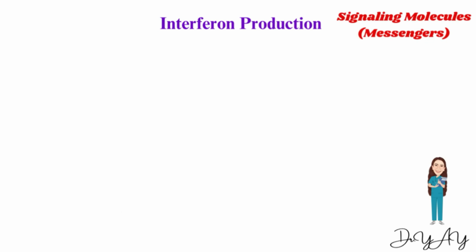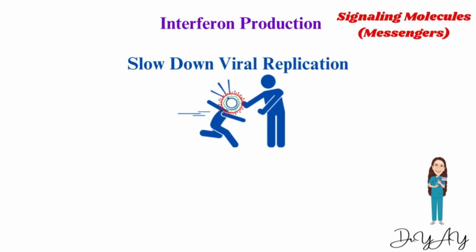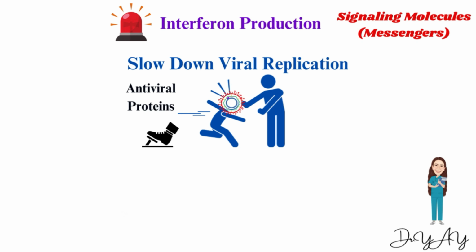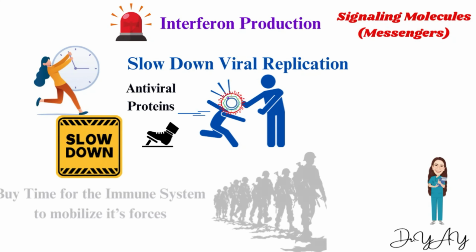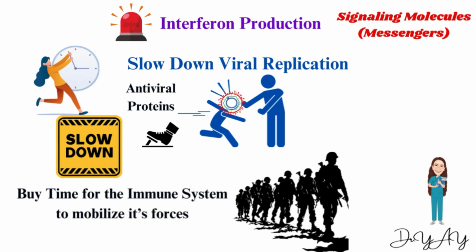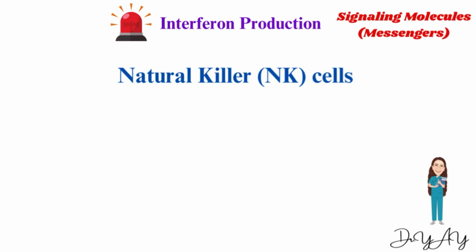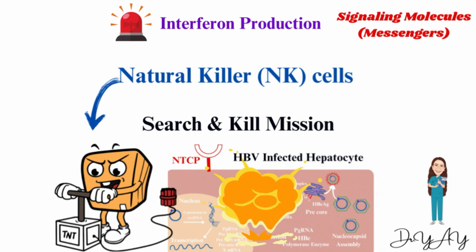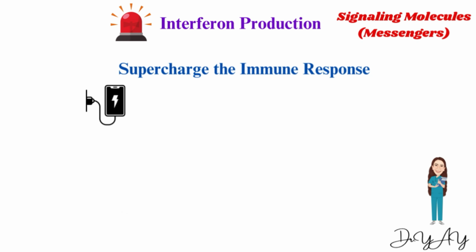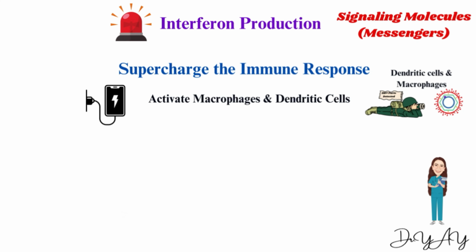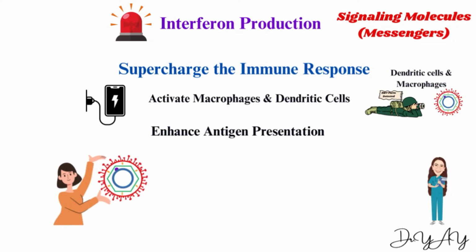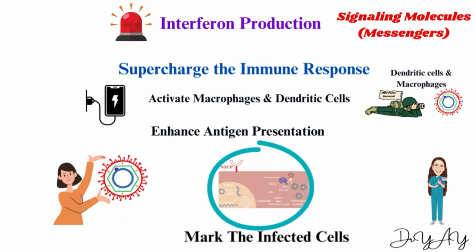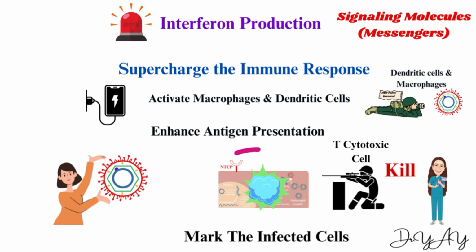And these tiny molecular messengers arrange a complex strategy designed to slow down the viral replication, where they act as alarm signals, producing antiviral proteins that slam the brakes on the hepatitis B virus replication, slowing things down and buying time for the immune system to mobilize its forces. They can also activate the natural killer cells, unleashing a search and kill mission against the infected hepatocytes and so helping in the viral clearance. They can also supercharge the immune response, activating the macrophages and the dendritic cells and so enhancing the antigen presentation to mark the infected liver cells for the cytotoxic T cell snipers to target and kill them.